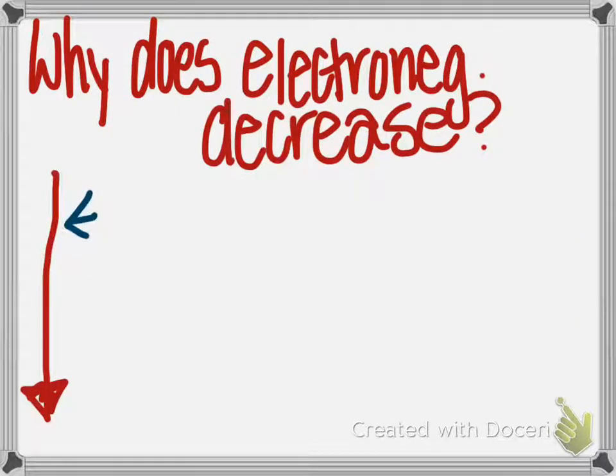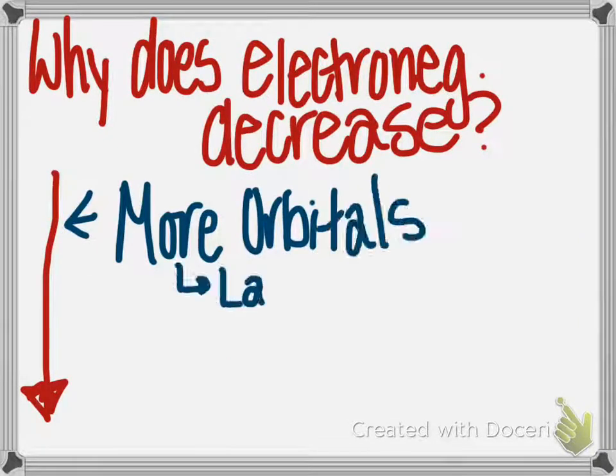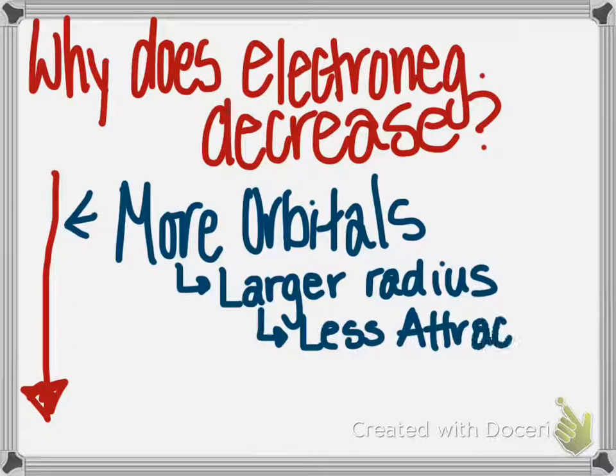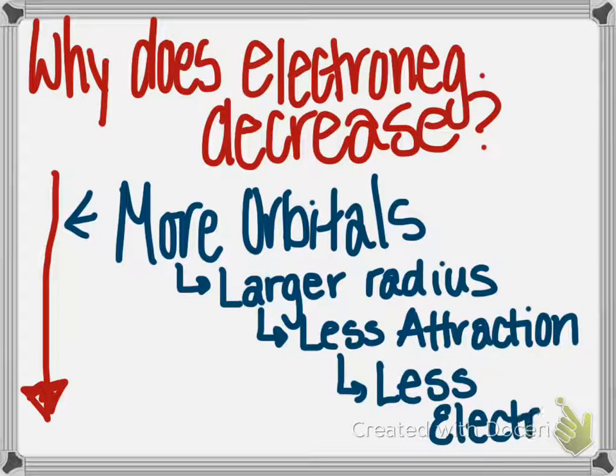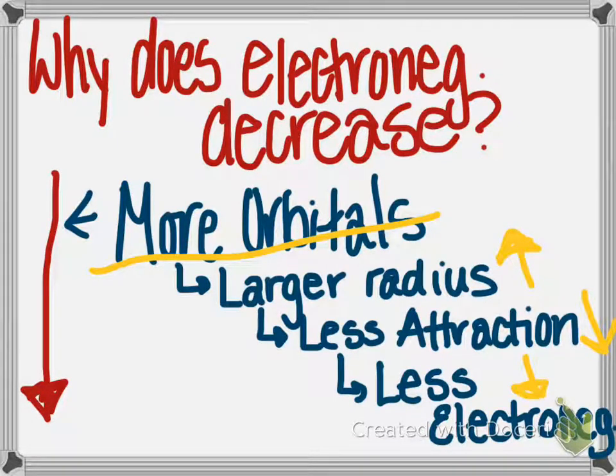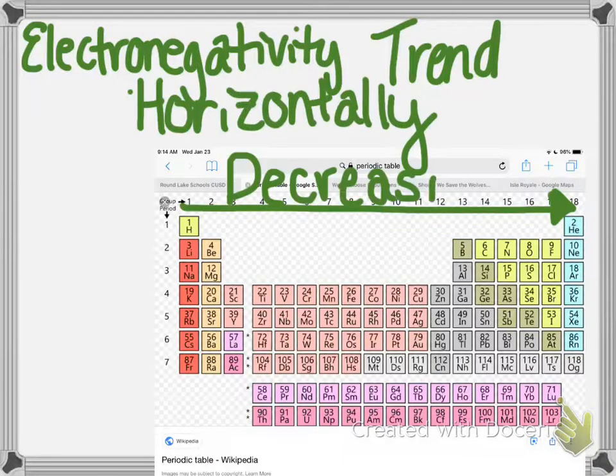Okay, so again, we have to say the why. Going down, we have more orbitals, larger radius, less attraction, less electronegativity, and ionization energy. Okay, so again, more orbitals, our radius went up, everything else has to go down because our protons and electrons are further apart. Okay, so then for our final trend to understand horizontally, okay, it decreases because ionization energy, no, that's wrong. It increases, my apologies.